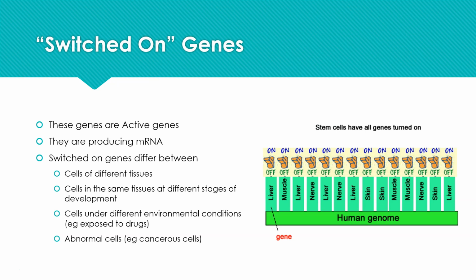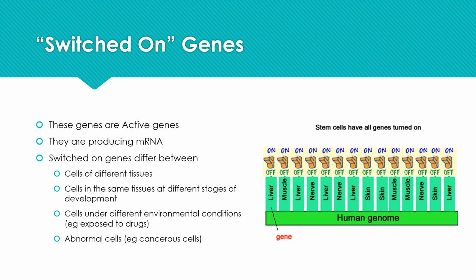If you have a new kidney cell versus an older kidney cell, they don't necessarily have the same gene switched on because they're doing slightly different things because their development stages are different. Cells under different environmental conditions will be different. So when we say exposed to drugs there, it doesn't necessarily mean illicit drugs. It might mean a medicinal drug, for instance. That is going to create a change in an environmental condition that the cell will interact and respond to.